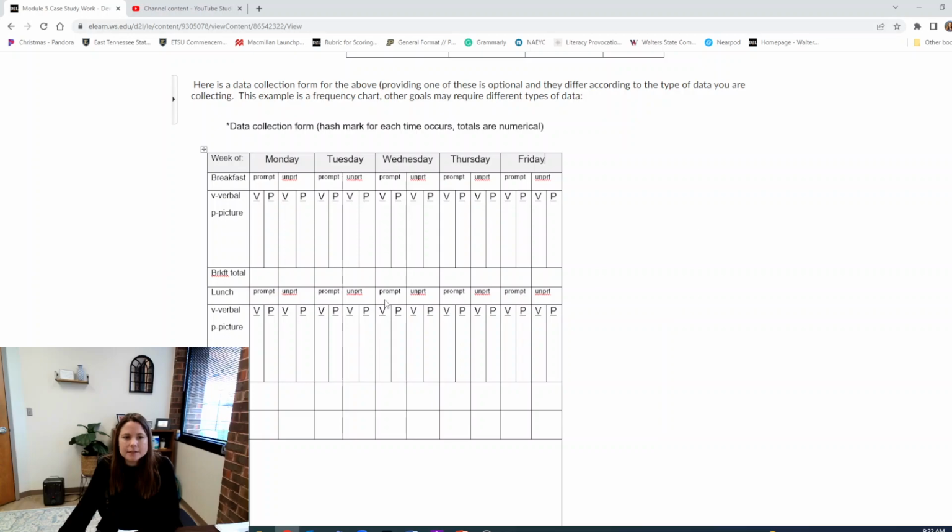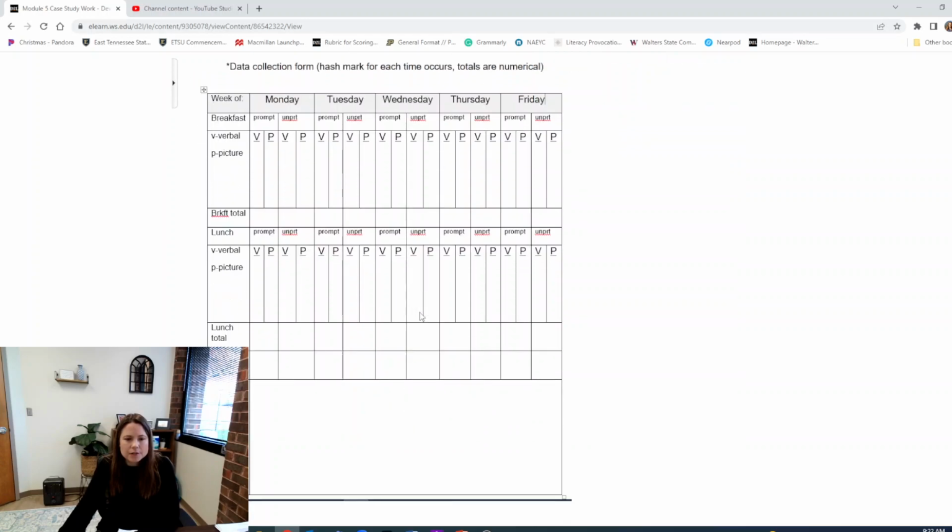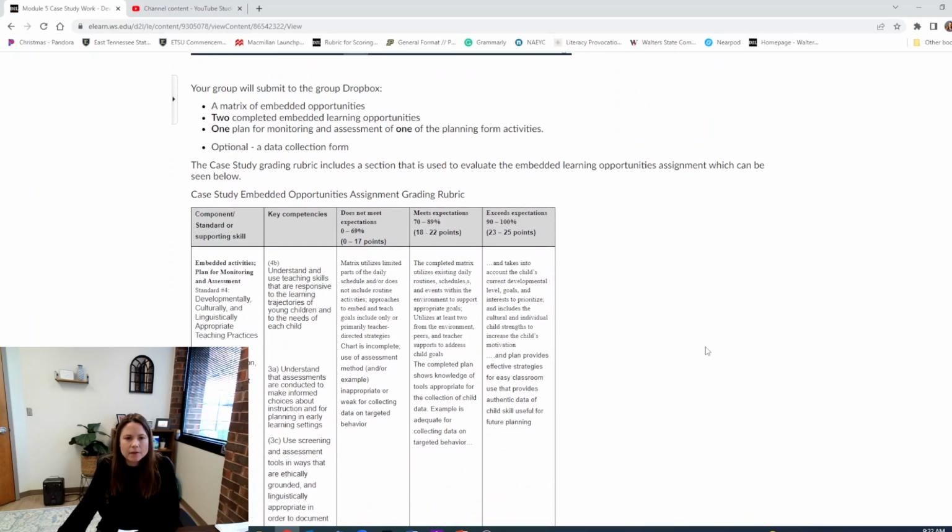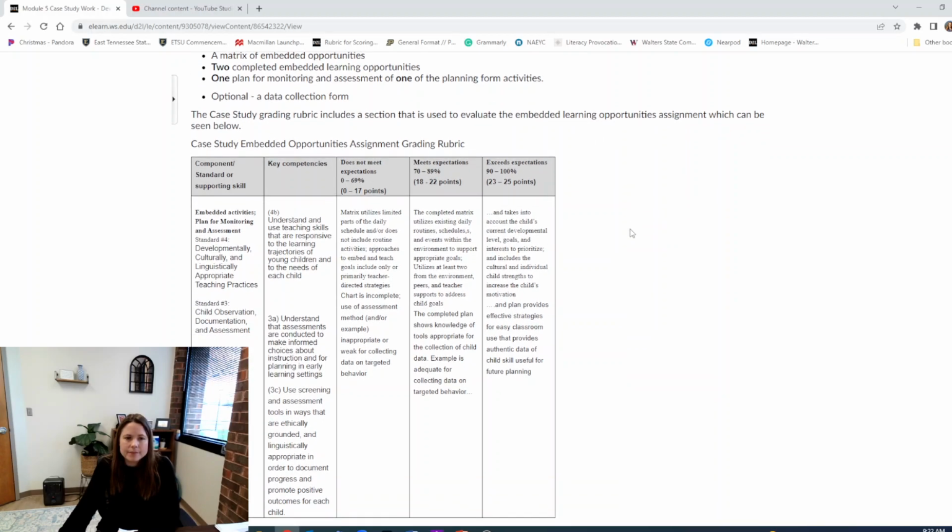Okay, now here is a data collection form showing you days of the week, verbal and picture. So this shows you an example as well. So you will look at the embedded opportunities, you will complete embedded learning opportunities, 2 of them at least, and then you will plan how you will assess the child.